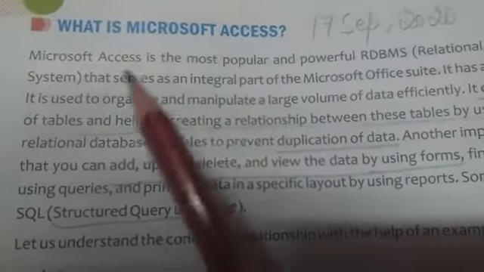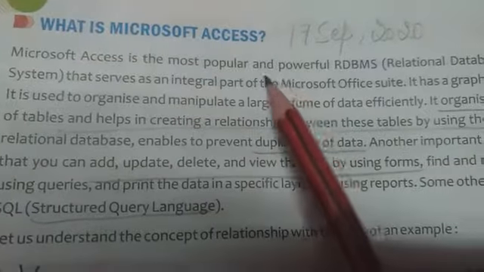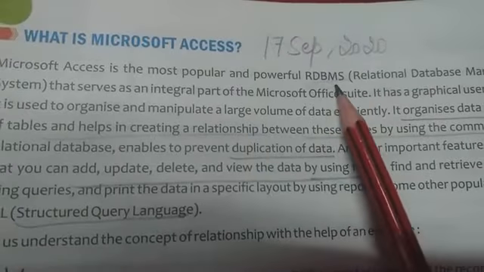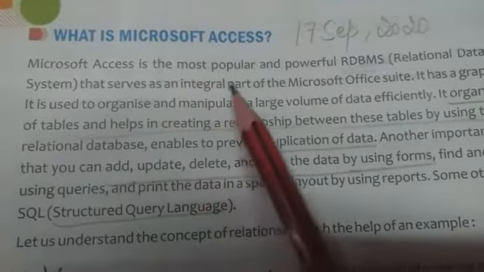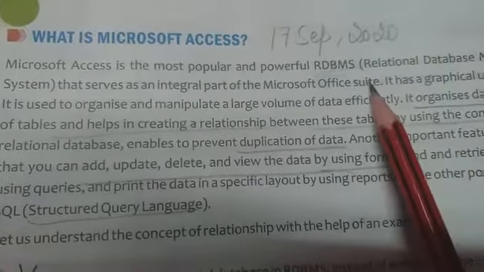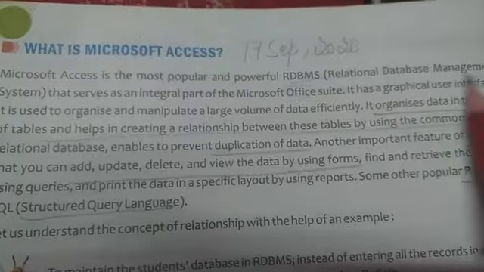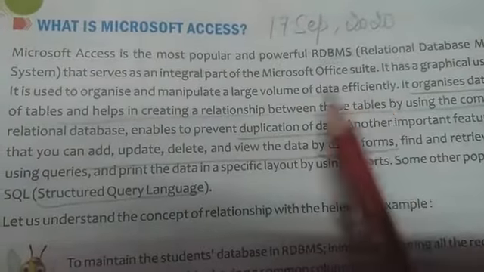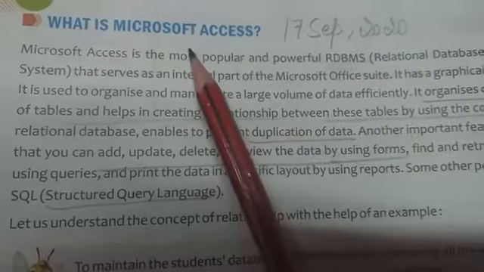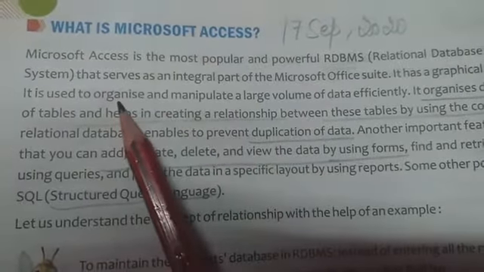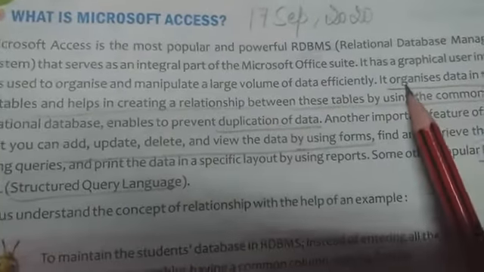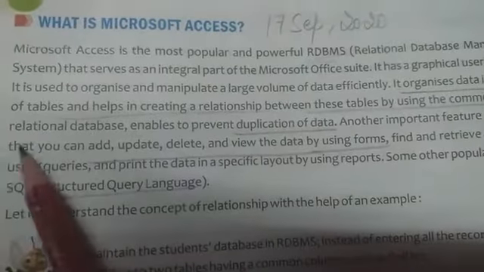So what is Microsoft Access? It is the most popular and powerful RDBMS. What is the full form of RDBMS? Relational Database Management System, that serves as an integral part of the Microsoft Office suite, and it has a graphical user interface. It is used to organize and manipulate a large volume of data efficiently. So in Microsoft Access we can organize and manipulate a large amount of data, and it organizes data in the form of tables.